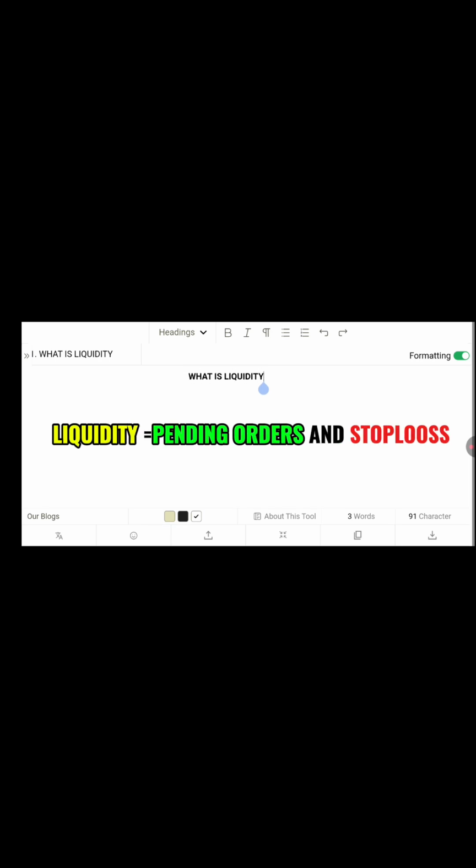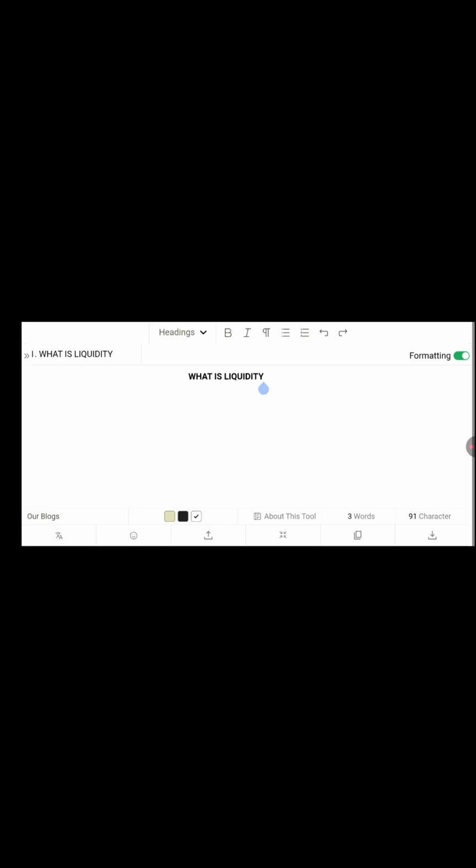If there's not much liquidity in the market, you see price just consolidating around without knowing where to move next. And please put this in your mind: every single time you lose a trade, you add to the market, you become the liquidity. So simply put, liquidity is pending orders and stop losses.